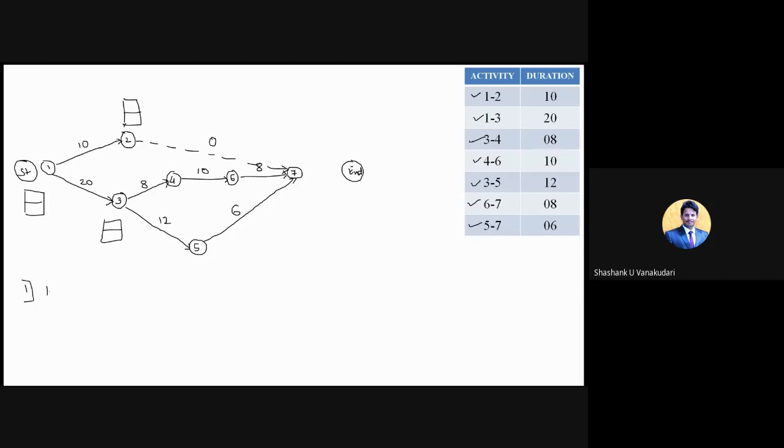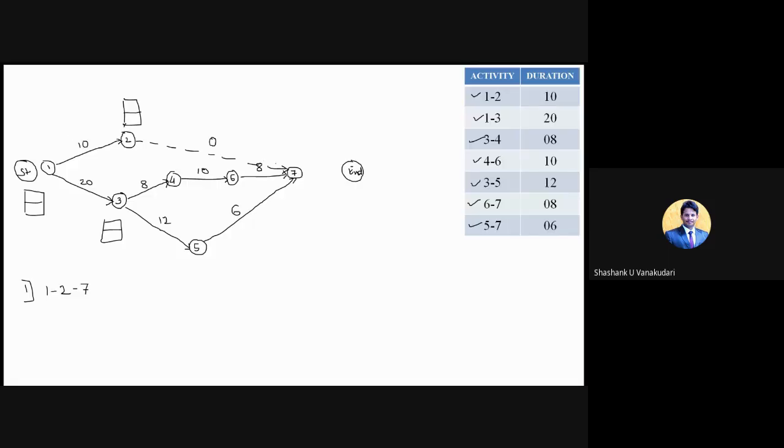First, from the top will come 1 to 2, and then 2 to 7. Clear? The first path from top is 1 to 2 and 2 to 7. Even if it is a dummy activity, you need to consider that one as a path. Okay? So 1 to 2 and 2 to 7. And second one is, can someone please? 1 to 3, 3 to 4, 4 to 6, 6 to 7. Very good.